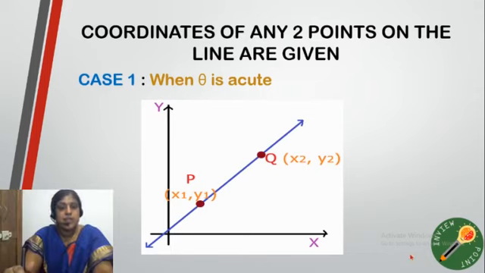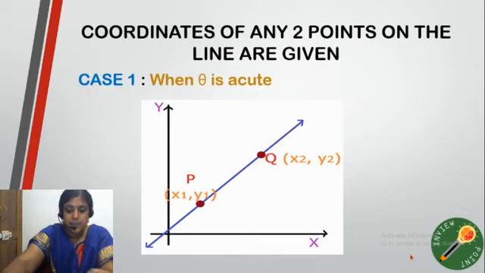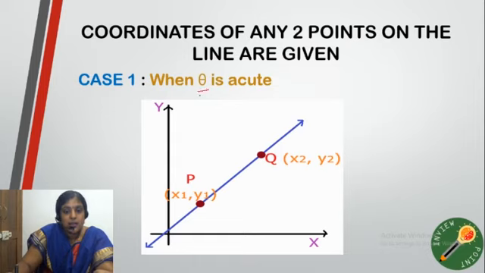Okay, so students, now let's find the slope of a line if the coordinates of any 2 points on the line are given. Okay, so let's consider the first case. See, the first case is when the angle of inclination theta is acute. It means that angle theta will be less than 90 degrees, right?